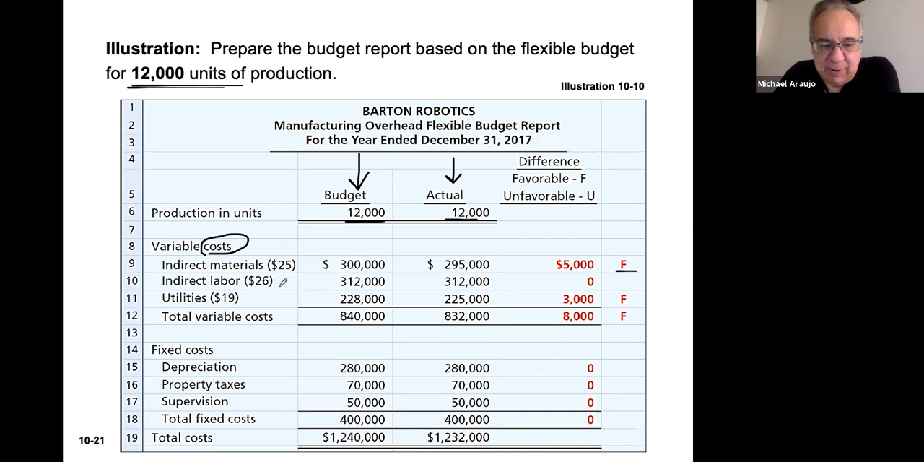No change in labor, but as you see, utilities, we actually had a $3,000 favorable, right? We budgeted 228, we actually spent 225. We spent $3,000 less than what we thought our costs would be. That's a favorable outcome. So total variable costs ended up basically being $8,000 less than what we thought they would have been. That's a favorable outcome.